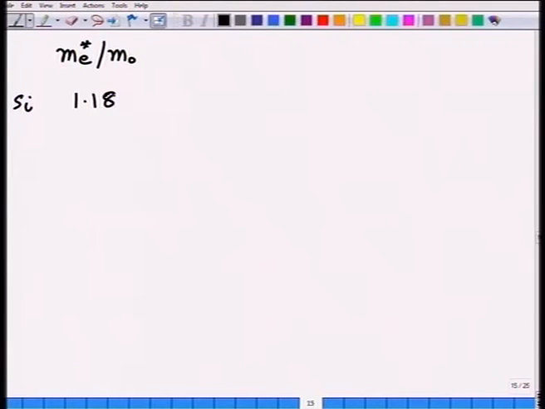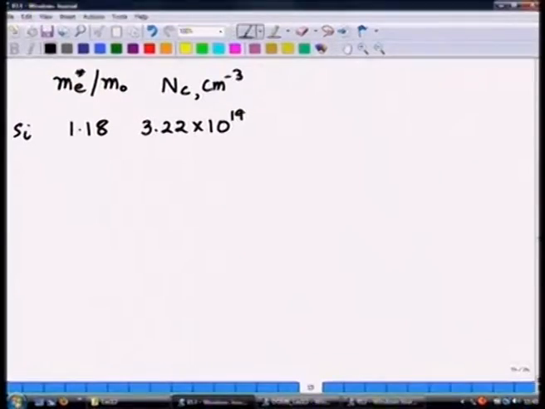If I look at silicon, for example, the effective mass of electrons with respect to the rest mass of the electron, what is the effective mass of electron in silicon? Then you find that this is equal to 1.18. That means the electron is slightly heavier than the rest mass of the electron. And if you calculate NC, as I said, in per centimeter cube, then this quantity comes out as 3.22 into 10 to the power 19.